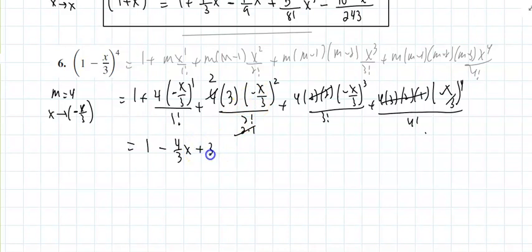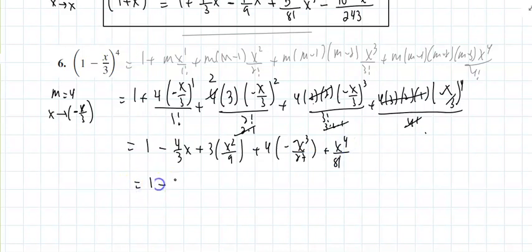So this is going to be 3 times x squared over 9 plus 4 times 3 times 2, and this is 3 times 2 times 1, those cancel out. 4 times negative 27, negative x cubed over 27. And this does cancel out. Plus x to the 4th over 81. So this is 1 minus 4 over 3 x plus x squared over 3 minus 4x cubed over 27 plus x to the 4th over 81.